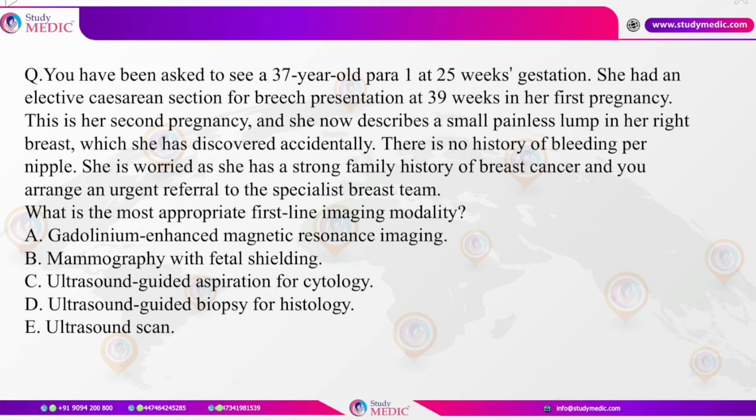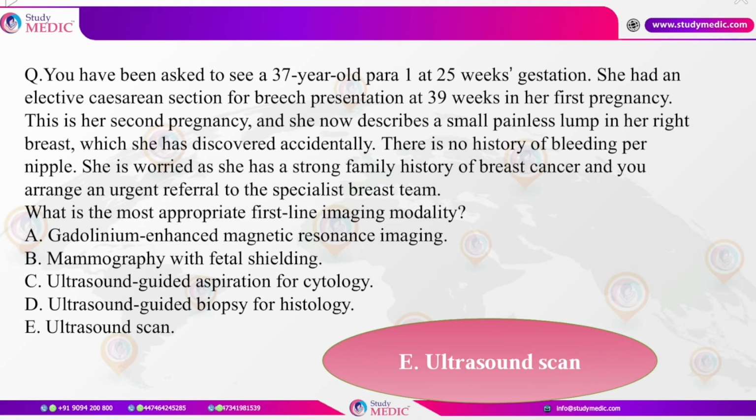You have been asked to see a 37-year-old para 1 at 25 weeks of gestation, and she had an elective C-section for a breech presentation at 39 weeks in her first pregnancy. This is her second pregnancy, and she now describes a small painless lump in her right breast, which she has discovered accidentally. There is no history of bleeding per nipple. She's worried as she has a strong family history of breast cancer, and you arrange an urgent referral to the specialist breast team. So, what is the most appropriate first line imaging modality over here?